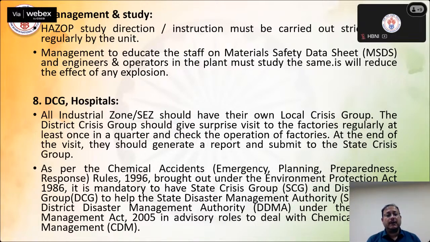So it is very much required that all these SOPs and parameters should be in place in case of any incident related to chemicals.